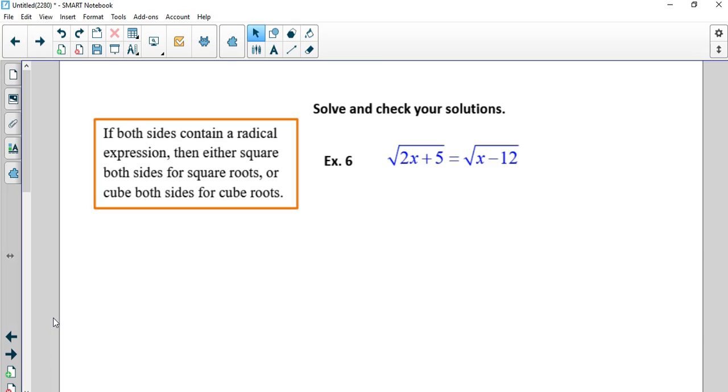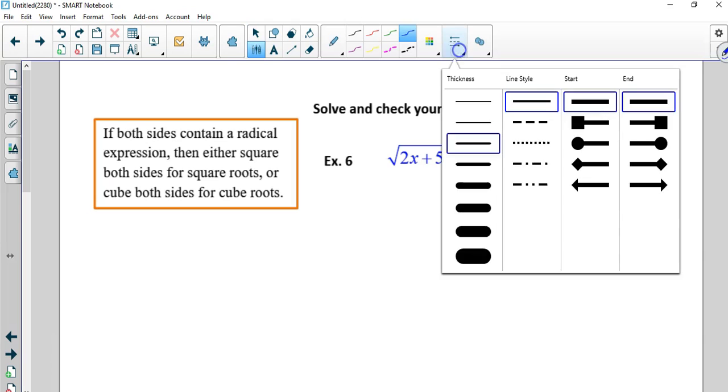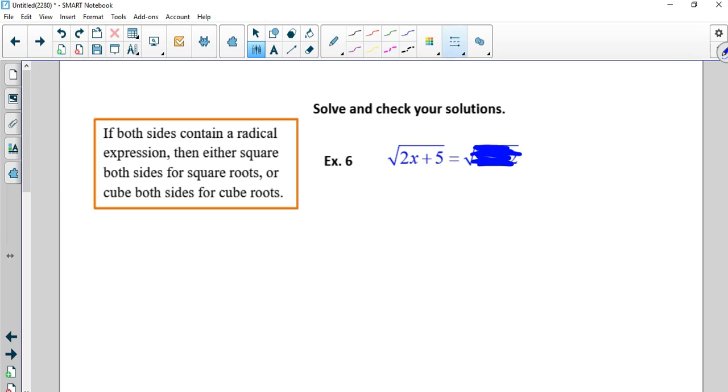Okay, I need you to change this problem. Sorry. You change it to the square root of 3x minus 5.